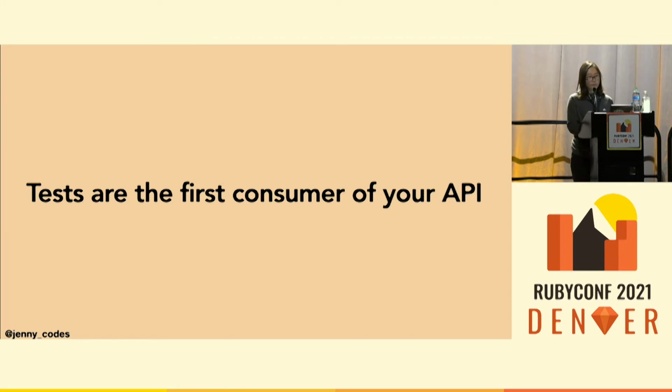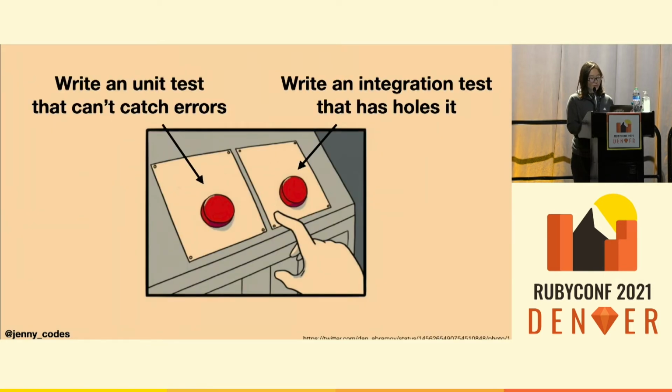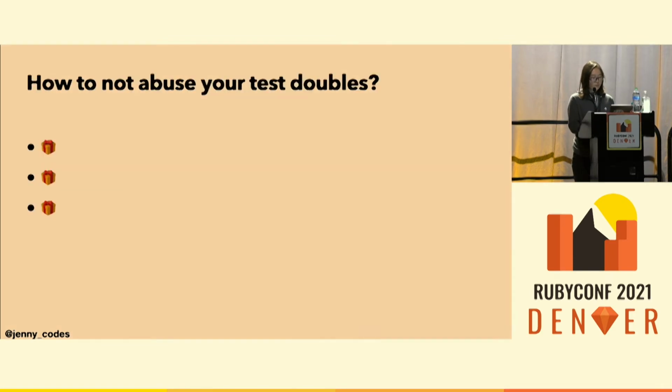Tests provide surprisingly good design feedback because they are the first consumer of your API. They are that friend who will slap you in the face when you make a wrong decision. Tests are karma. If we find ourselves in a situation where there seems to be no way out, and we need to choose between writing a helicopter unit test that cannot catch errors or an integration test that has holes in it, it is because our production code makes it so. So how exactly do I avoid that, you ask? There are 3 tips that I found really useful to think about.